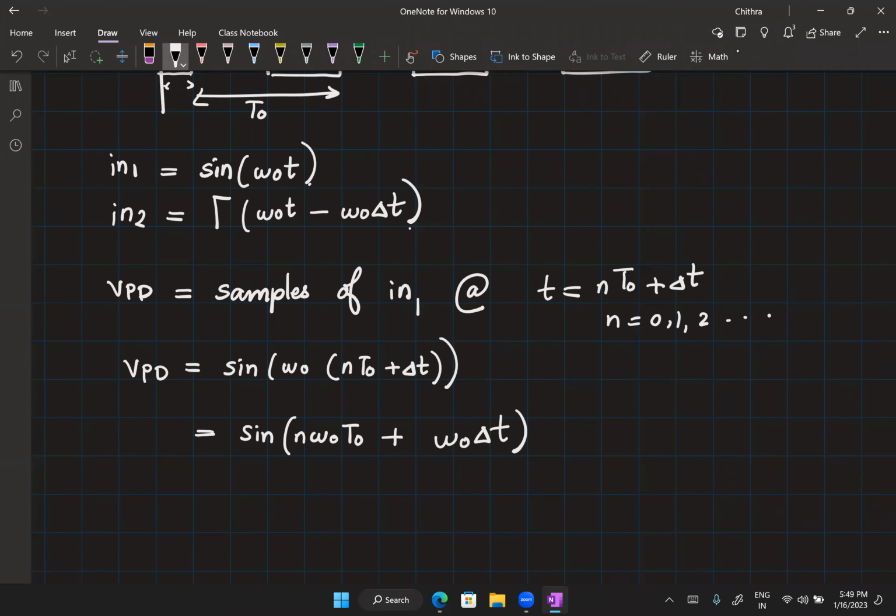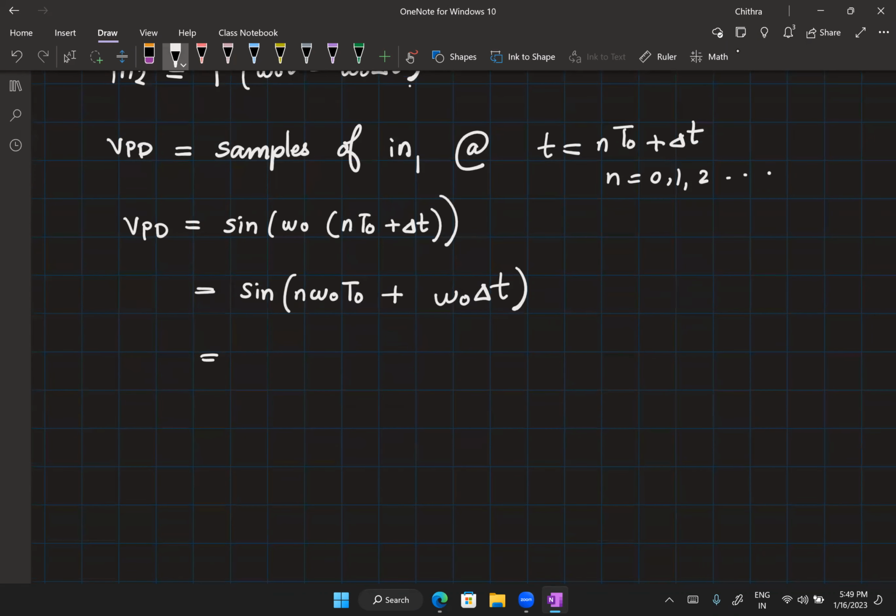Any questions here? This is clear? Okay. So this is equal to sine of 2 pi n plus omega naught delta t, because omega naught and t naught will combine and you get a 2 pi out of it. So what is this quantity? That is my phase error. This is the same as sine of phase error. So now what is VPD average?